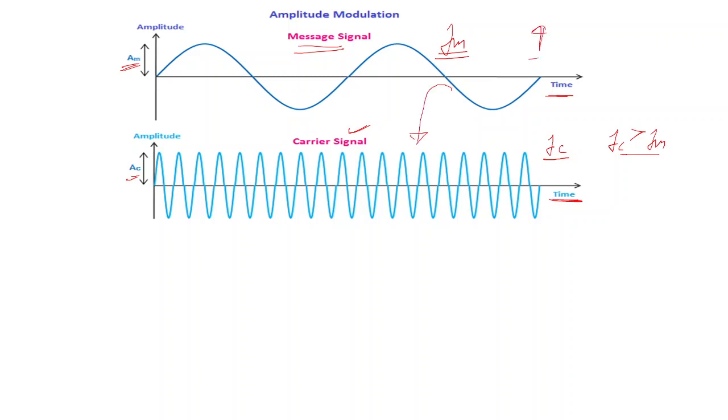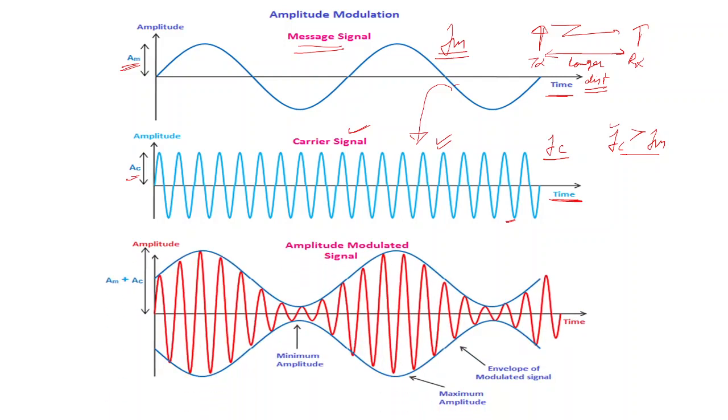Basically, when we need to transmit the signal from source to destination, what will happen? We will impose this message signal on the carrier signal. So with modulation, that is, with the imposition of the message signal on the carrier signal, this information will propagate to a longer distance. That's why this carrier signal is required, and that's why its frequency should be higher.